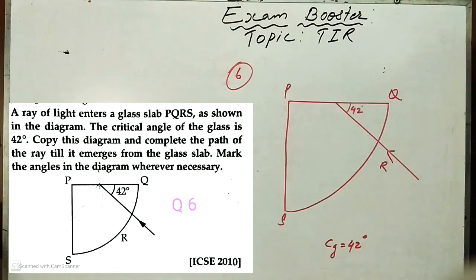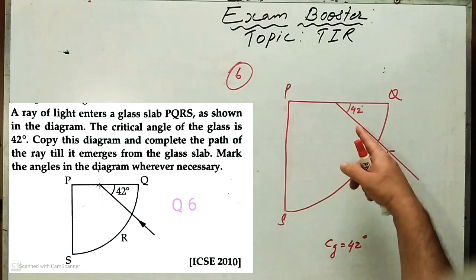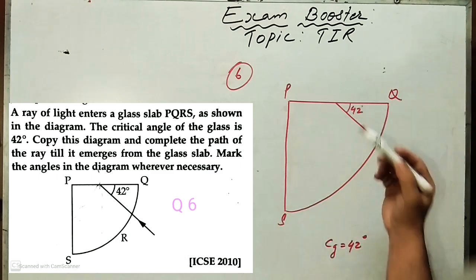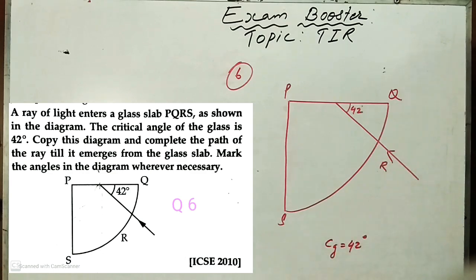So our task is to complete this ray diagram till the ray of light emerges out of the glass slab, and you have to mark the angles clearly. For that you will be awarded marks. So this angle is given as 42 degrees. Look at this angle. What is this angle? Is it the angle of incidence?